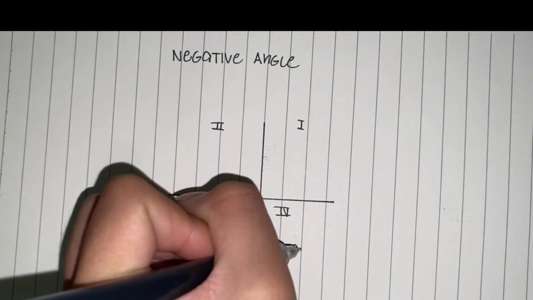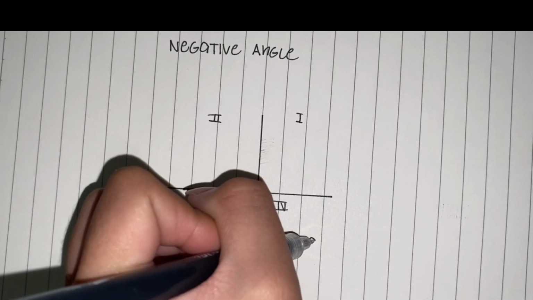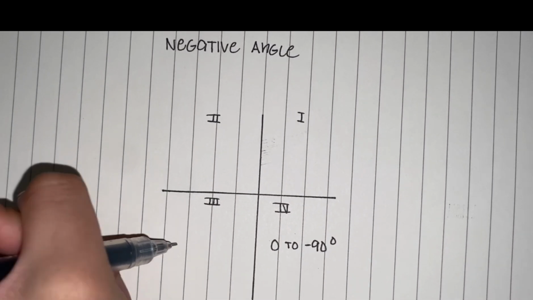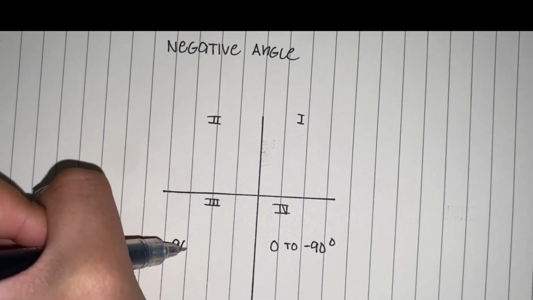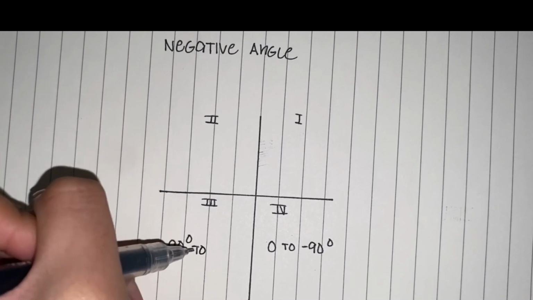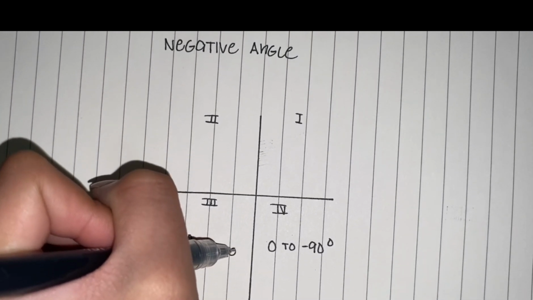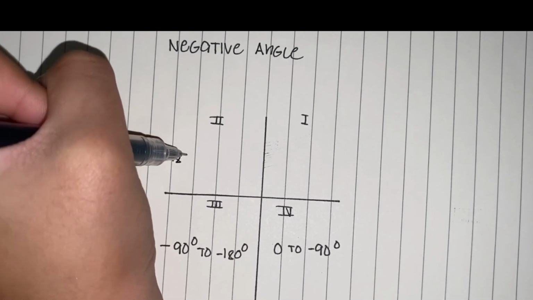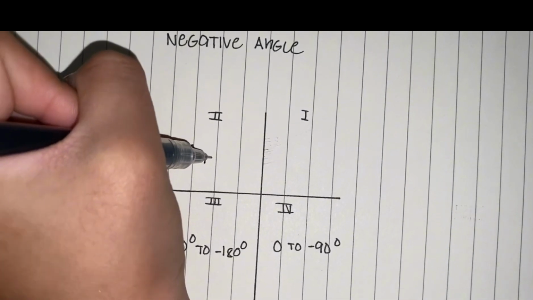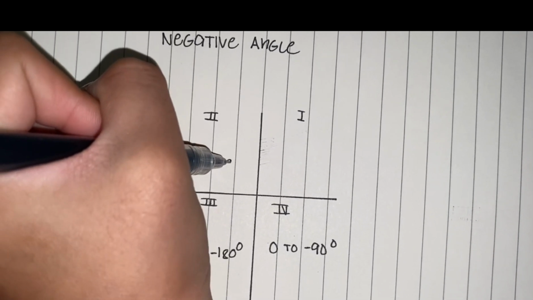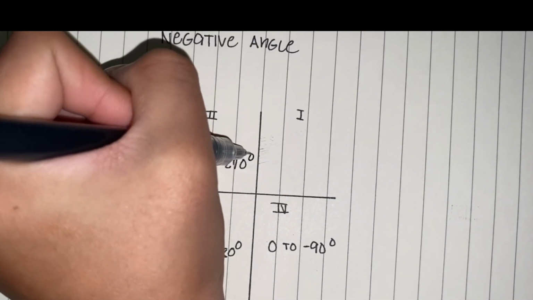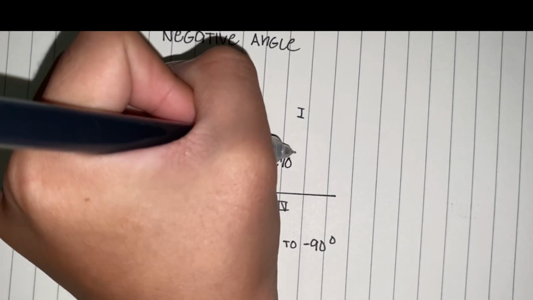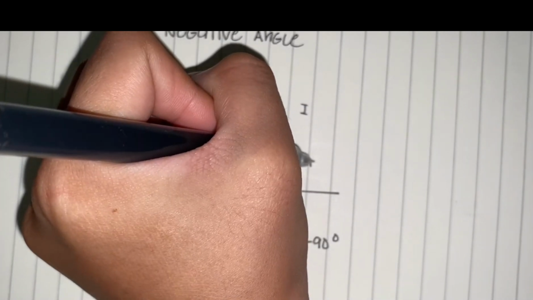For negative angles, first, quadrant 4 covers 0 degrees to negative 90 degrees. Next, quadrant 3 covers negative 90 degrees to negative 180 degrees. Third, quadrant 2 covers negative 180 degrees to negative 270 degrees. And lastly, quadrant 1 covers negative 270 degrees to negative 360 degrees.